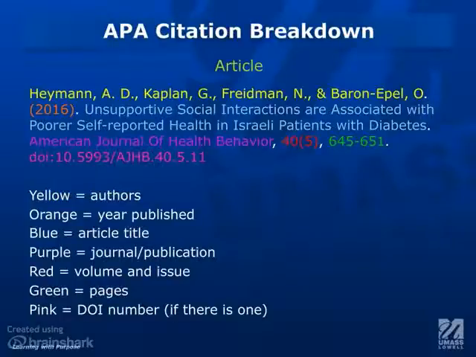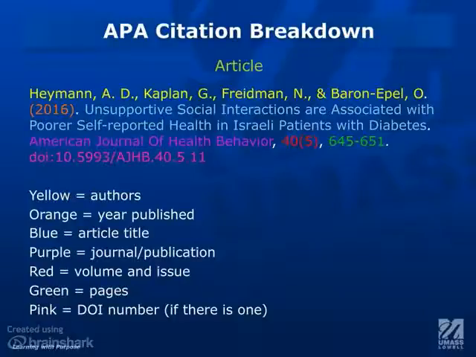APA starts with the authors, and it does it with last name, comma, first initial, and middle initial, if there is one. The first author is not in alphabetical order. You can see by our four authors we have Heyman, Kaplan, Friedman, and Baron Eppel. B should come first alphabetically, but it doesn't. Heyman comes first, and that's because the first author is the one who did the most work, with the last author being typically either the least contributing author or a mentor or expert who has guided them. And I have other videos that explain that a little bit more in depth. But in this case, just remember, your first author is the one that always goes first.